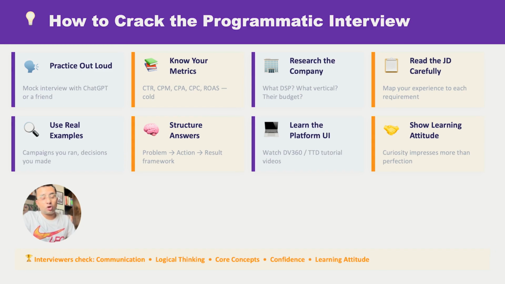And then read the job description very carefully. Map your experience to each requirement. Use real examples rather than just giving them bland definitions. You should tell them campaigns that you ran, decisions that you made. It will make all the difference. And then structure your answers like this: this was the problem, this was the action that I took, and this was the result that I got. It gives the interviewer more confidence in you.